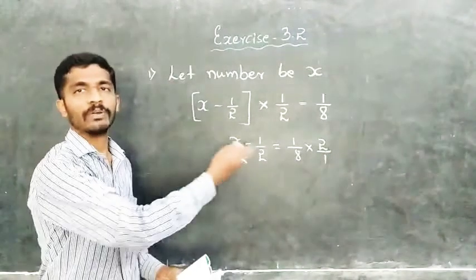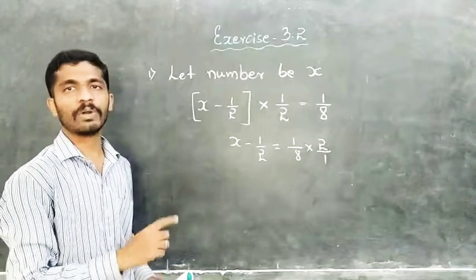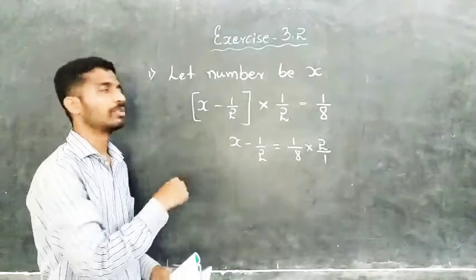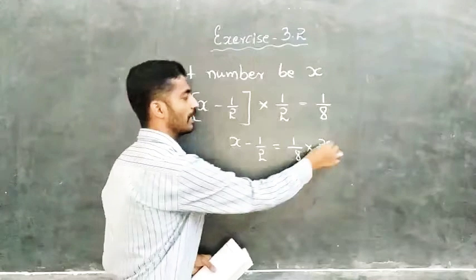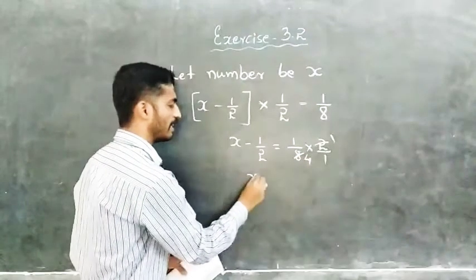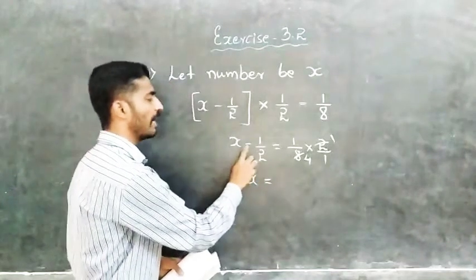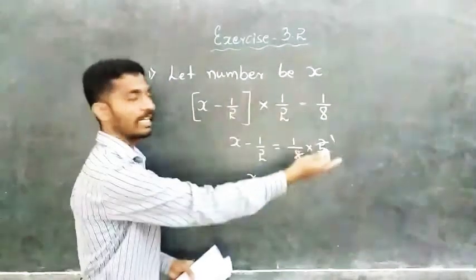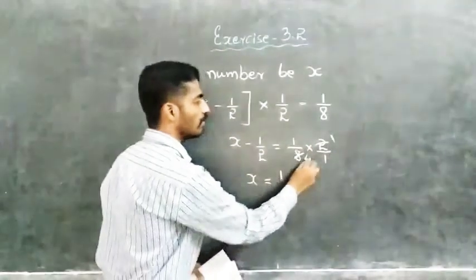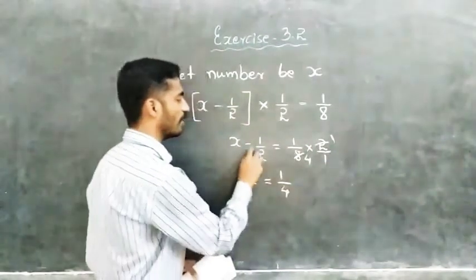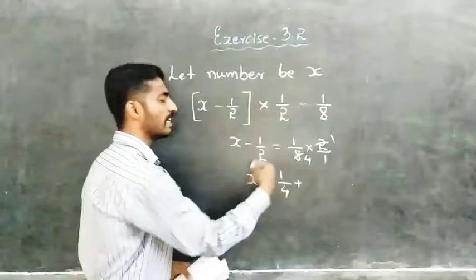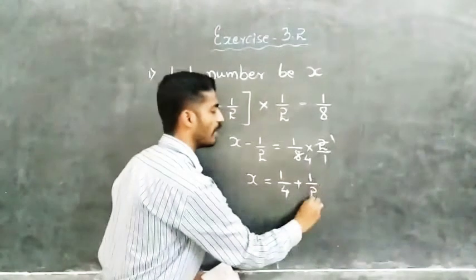Whenever fraction division is there, what will we do? We take the reciprocal of the denominator part. So here 2 ones are 2, 2 fours are 8. Here x minus 1 by 2 is there, so I will take it to the right side again. What are we getting? 1 ones are 1, 4 ones are 4. If I take minus 1 by 2 to the right side, it becomes plus. Here minus is there, so we will get plus 1 by 2.